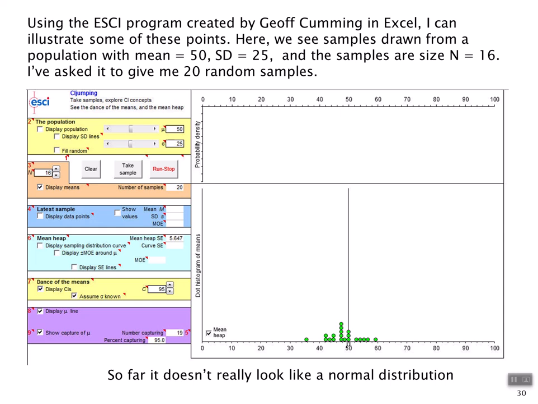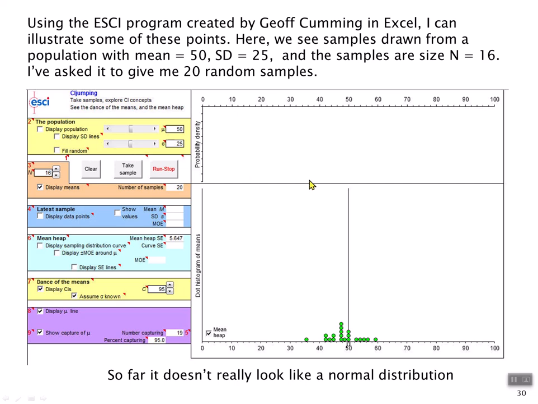Now here's a screenshot from a program that I'm going to illustrate for you. This is the ESCI program by Jeff Cumming. I admire Cumming's work very much. I highly recommend his book, The New Statistics. I'm going to use his ESCI program to generate a series of samples. Each one of these green dots represents a different sample, and the sample statistics can be specified over here.